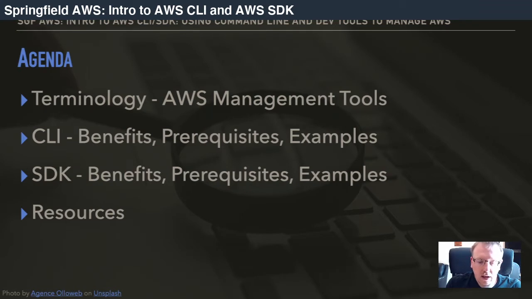Here's today's agenda. We'll start off with some terminology so that you understand what we're talking about and what we will cover and what we won't cover when it comes to managing your AWS resources. And then we'll dive into some CLI specific benefits and examples, and then some SDK benefits and examples, and then we'll wind up with some resources. We'll actually cover resources specific to the CLI examples I give and to the SDK examples.